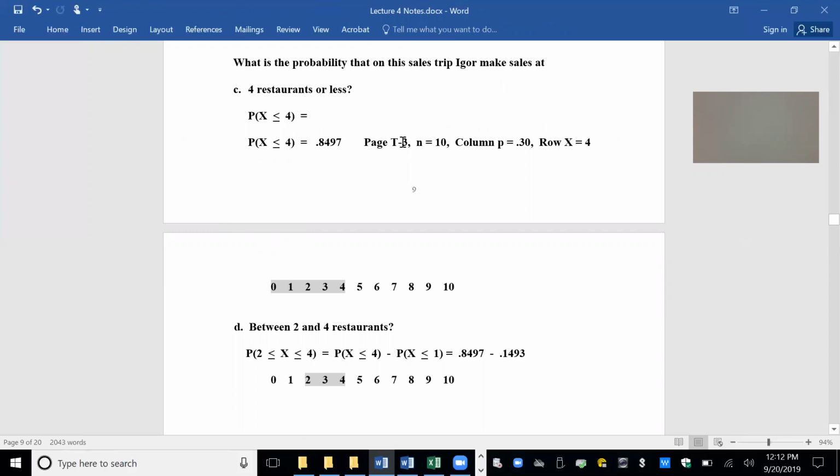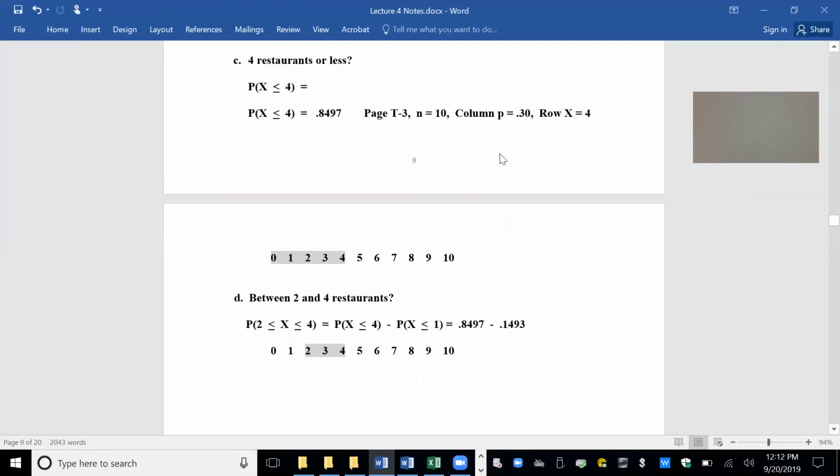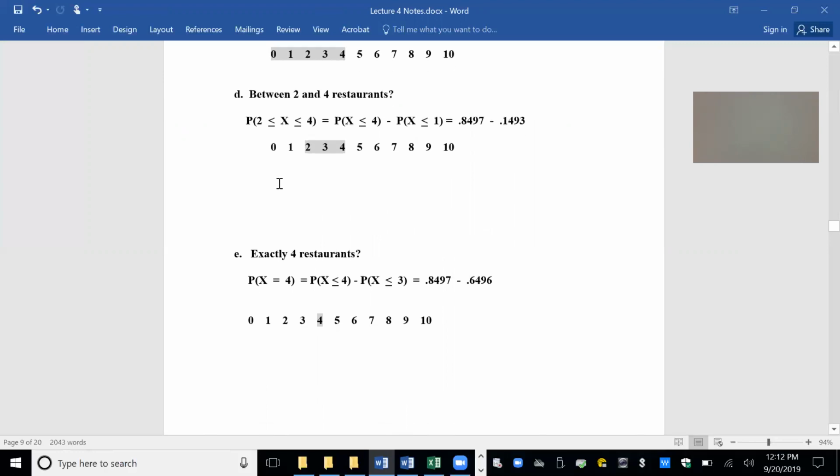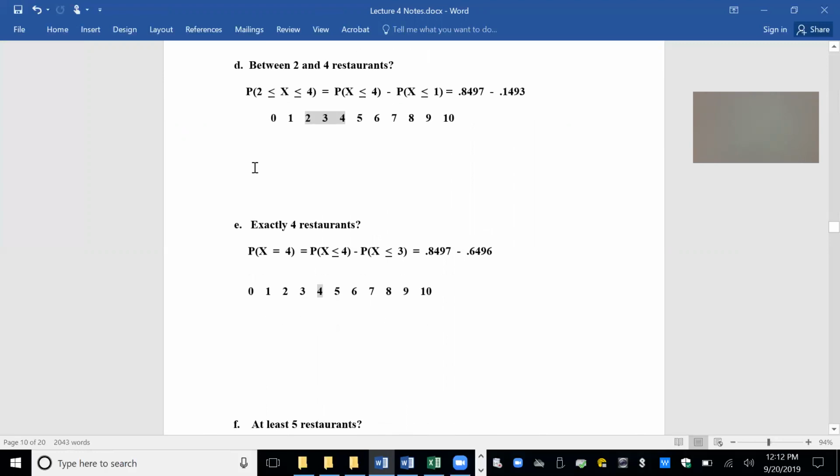So it's on the third page of the binomial tables, in the 10th row, in the N equals 10 section, in the X labeled 4, and in the column labeled 0.3. And that's indicated by the shaded area here. Okay, what else can I ask you about the probability of various events?